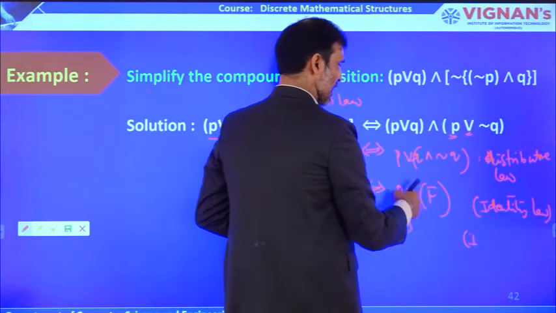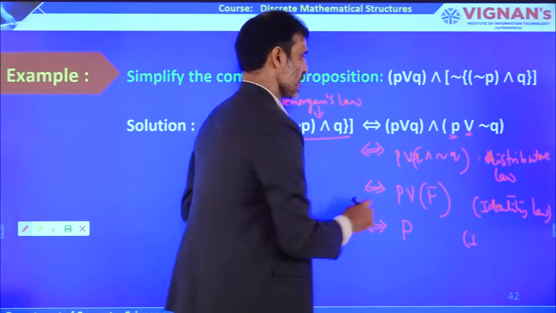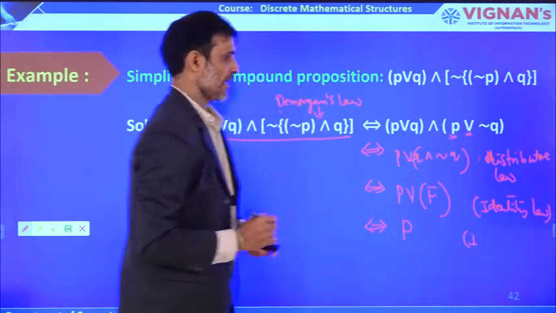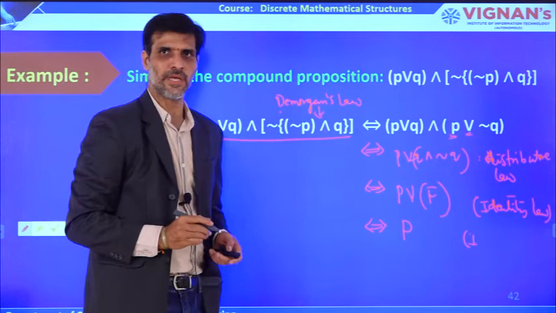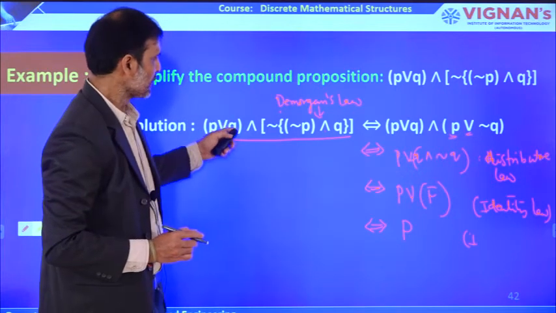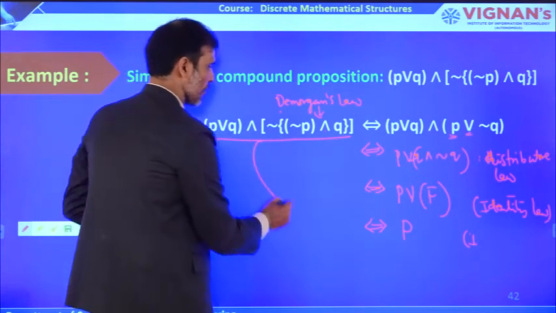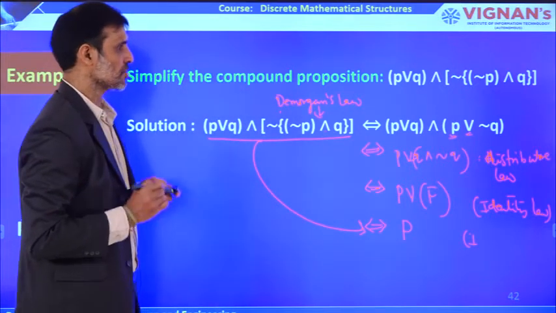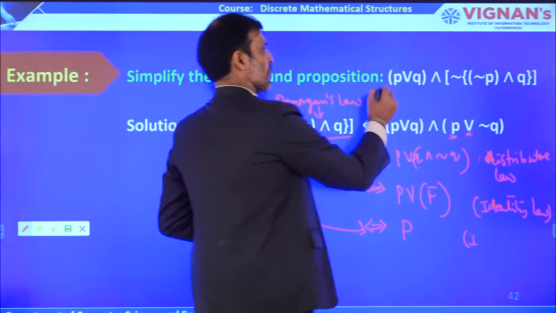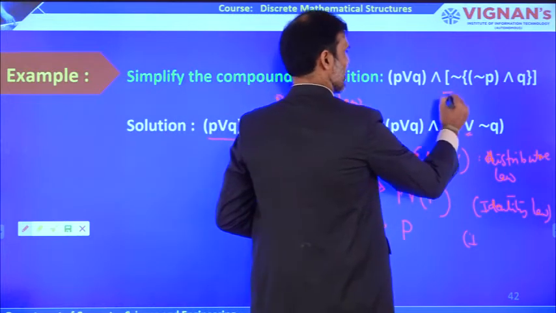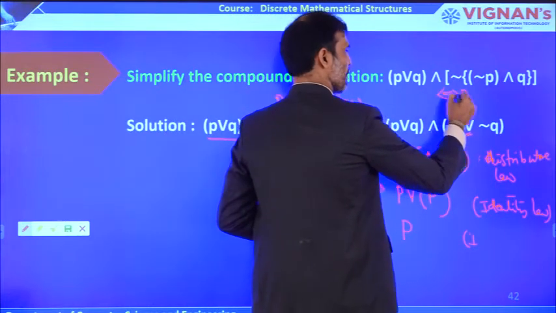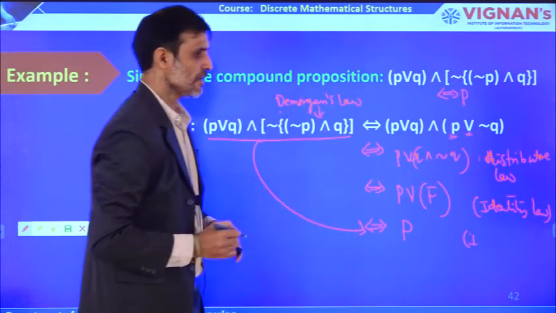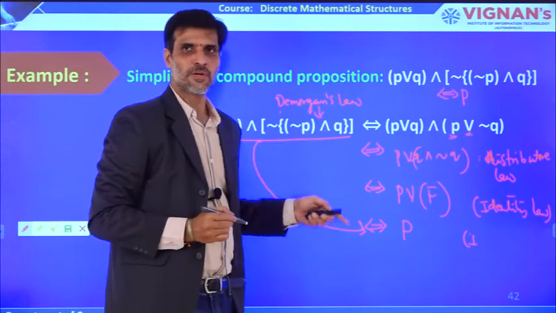So by identity law, you will get this one. So here we applied what? Negation law. Like this, we can prove that we can simplify this entire compound statement to this one. Suppose the question is given like this: prove that this entire compound statement is logically equivalent to P. Then if you don't know these laws, what will happen?